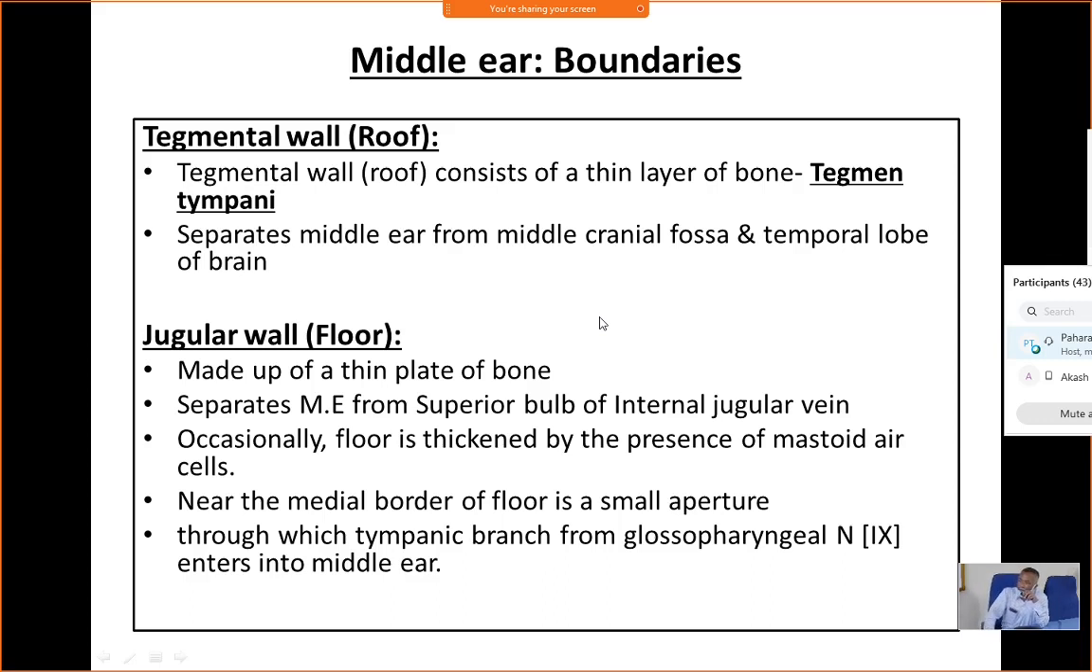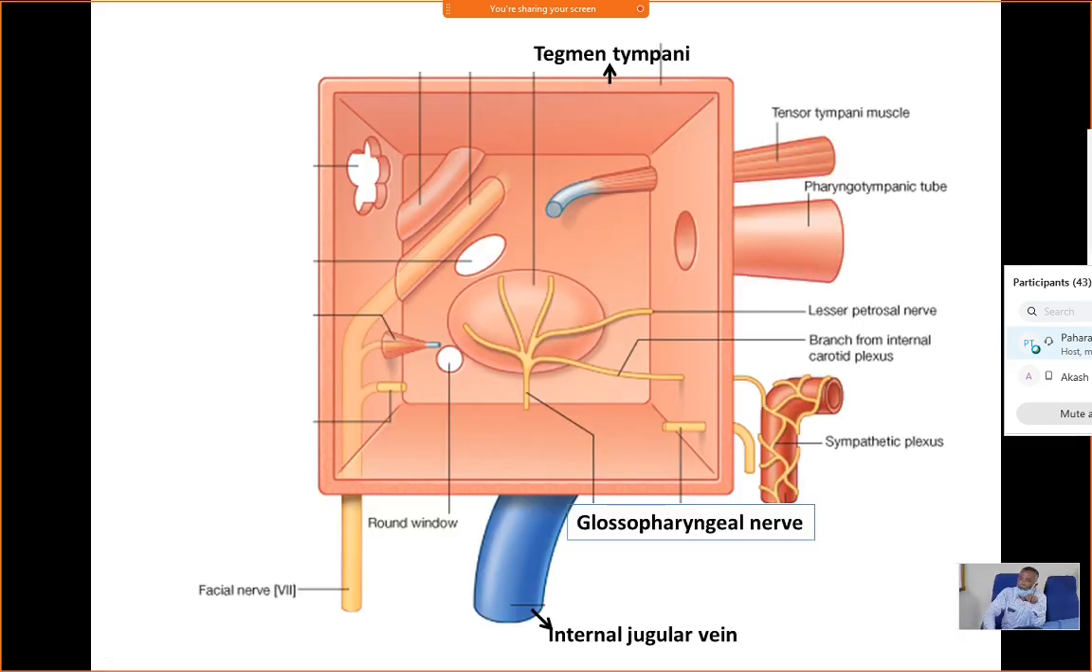Then the jugular wall, that is the floor, is again made up of a thin plate. So upper and lower are both made up of a plate of bone. The upper one is called tegmen tympani, while the lower one is also a thin plate of bone, and separates the middle ear from the superior bulb of the internal jugular vein. This is the internal jugular vein, and this is the superior bulb. The superior bulb of the internal jugular vein is separated from the middle ear cavity by means of a thin plate of bone, the floor.